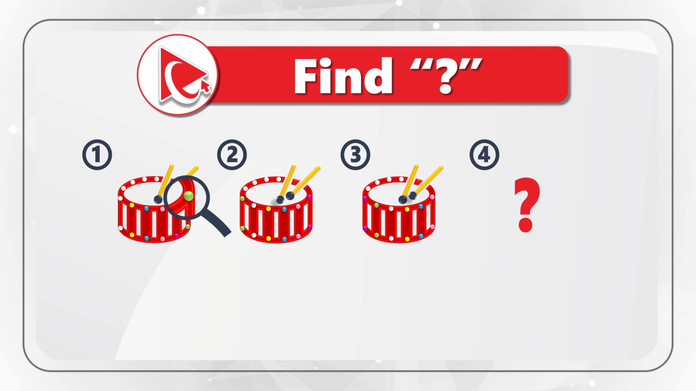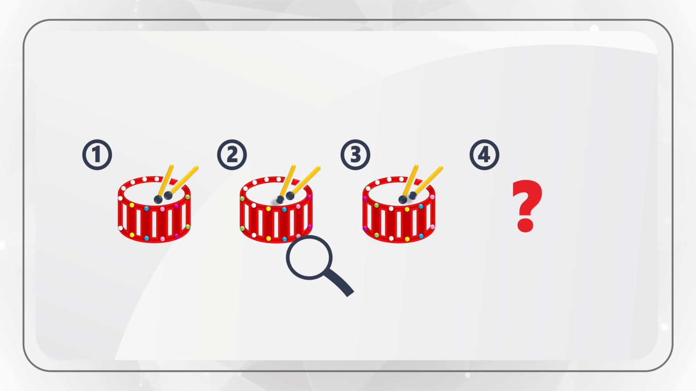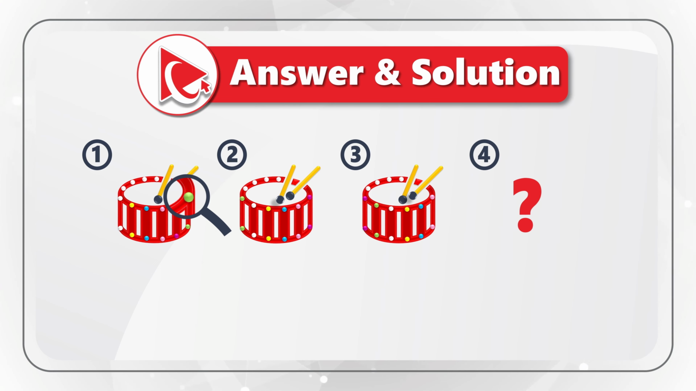If we go to drum number 2, you see that the dotted pattern shifts as it goes from left to right, and then this pattern restarts. For example, the last dot in drum 1 is green, but then in drum 2, this green dot restarts the pattern. To get to the correct answer, we need to continue shifting the pattern and get to the correct pattern for drum number 4.